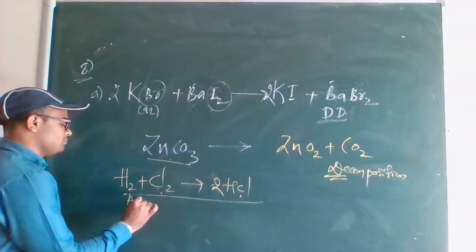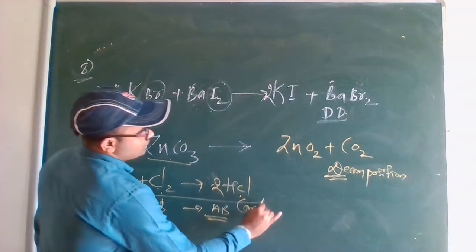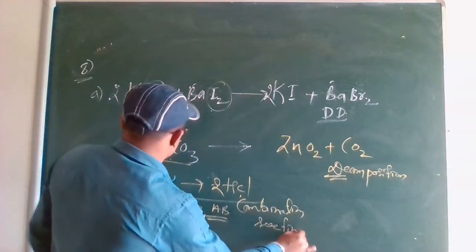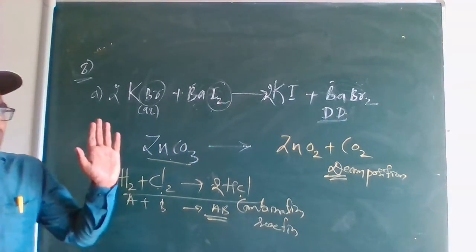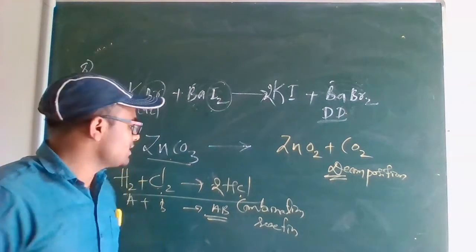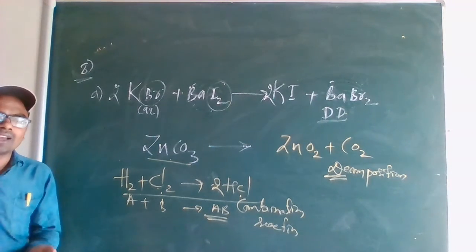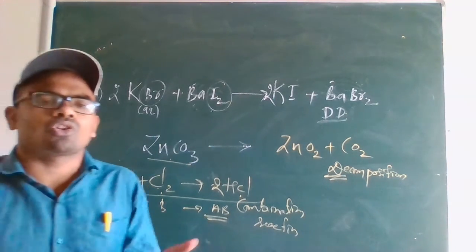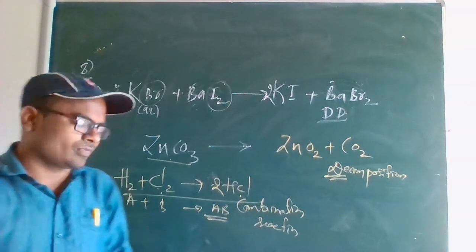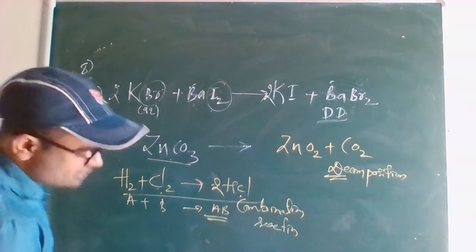So A plus B forming AB. This is called combination reaction. Here one or more reactants react with each other to give a single product. If they are giving a single product, it is a combination reaction. If only one reactant is there and it is decomposed to form two or more products, those are decomposition reactions.